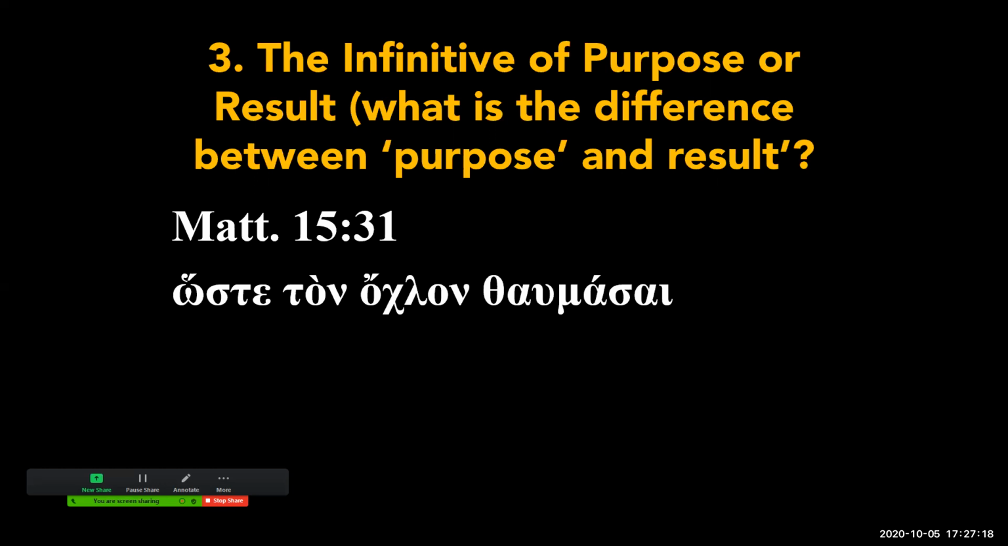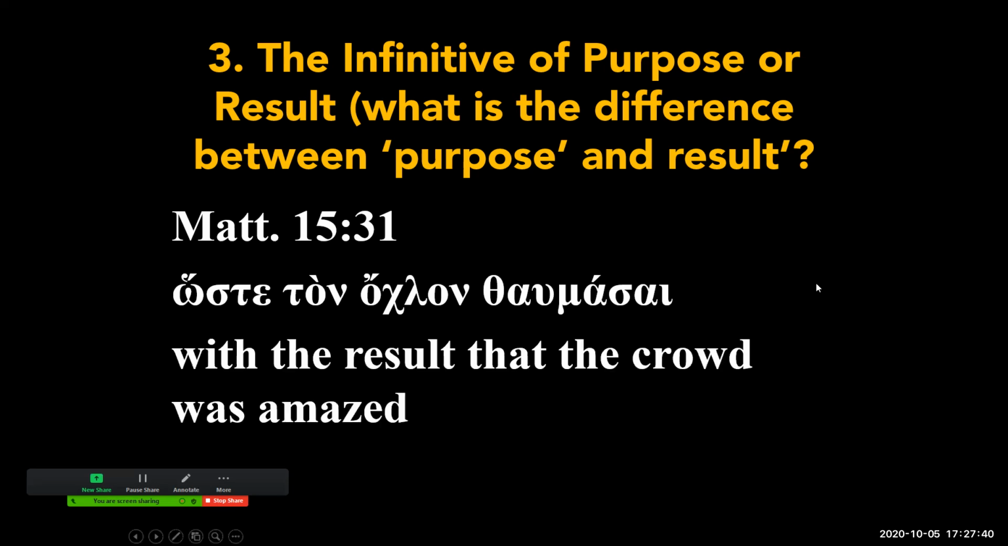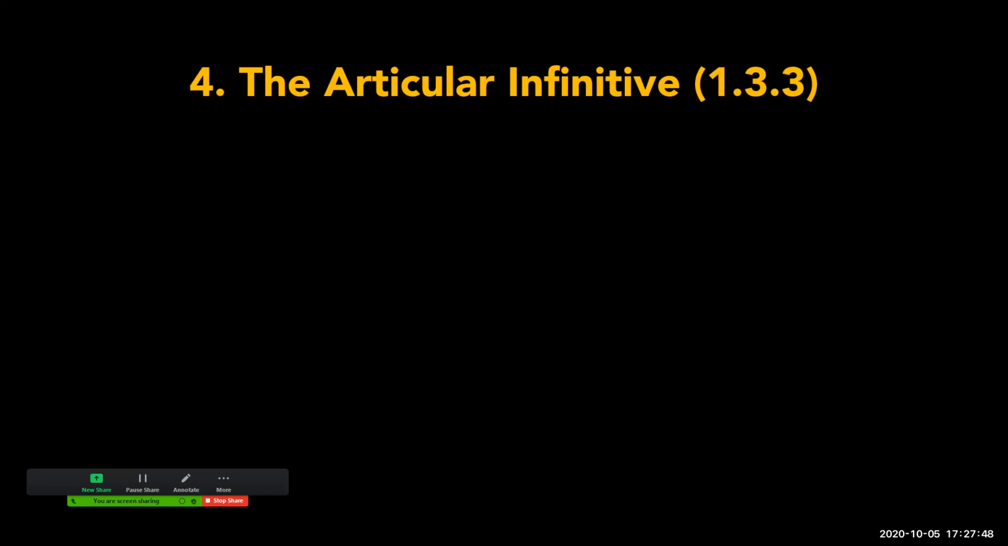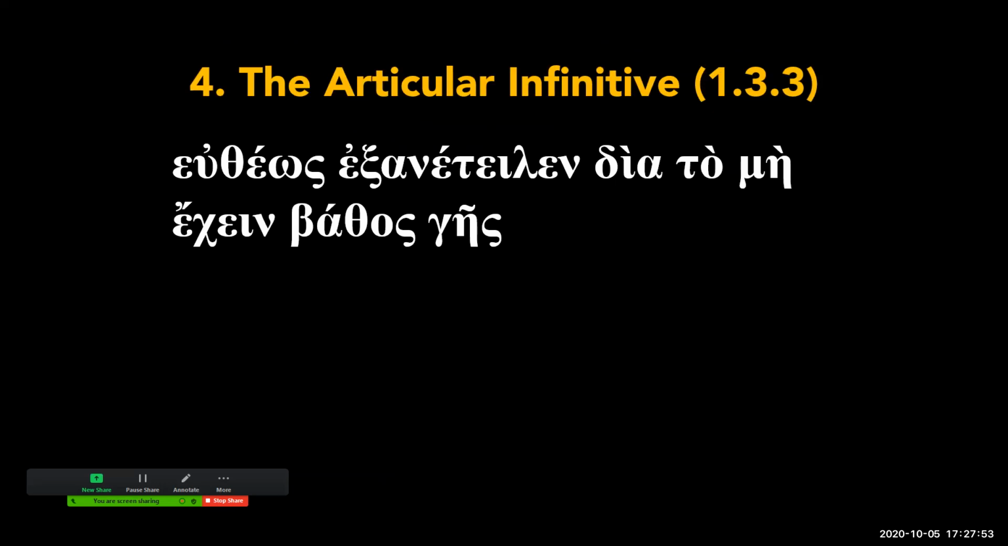The crowd is amazed. But notice hoste. Hoste means so that, or with the purpose. Could be purpose or result. But Jesus probably didn't do miracles in order to amaze the crowd. He never did that. So this is result. A result of the miracle that was done was that the crowd was amazed. With the result that the crowd was amazed. The articular infinitive. Infinitives can have an article.